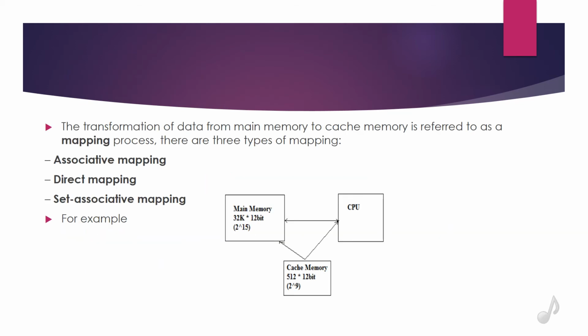The basic characteristic of cache memory is its fast access time. Therefore, very little or no time must be wasted when searching for words in the cache. The transformation of data from main memory to the cache memory is referred to as the mapping process. There are three types of mapping: associative mapping, direct mapping, and set associative mapping. To help understand the mapping procedure, we have the following example.